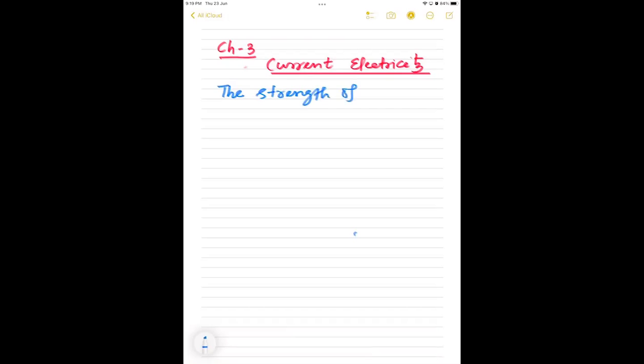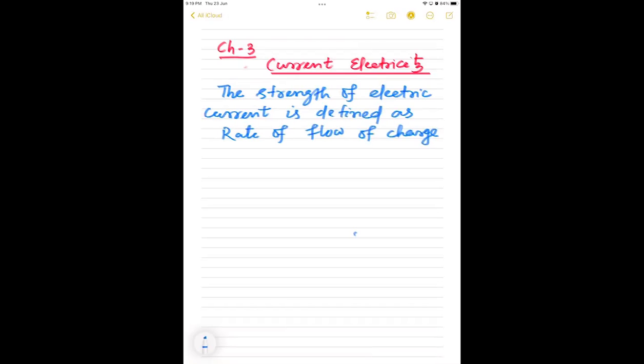The strength of electric current is defined as the rate of flow of charge through any cross section of a conductor. Right, students? Do you remember the formula? I is equal to Q by T.